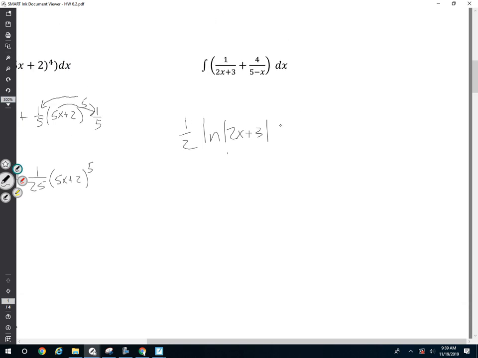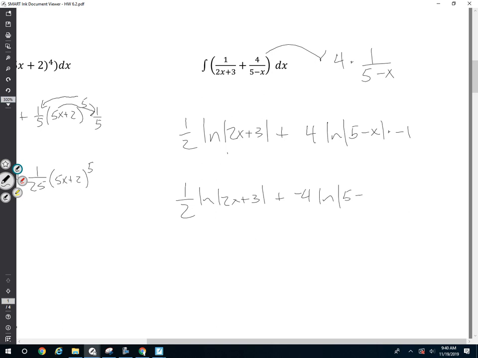Then 4 over 5 minus x, understand you could have it as 4 times 1 over 5 minus x. Rewrite it as that so that you know it's 4 log absolute 5 minus x. But since I have this negative x, I need to multiply by the reciprocal of that. Again, 1/2 log 2x plus 3 plus negative 4 log 5 minus x.